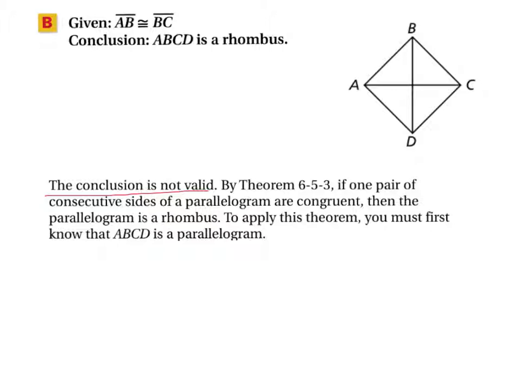Now, by that theorem, and I never want you to actually know the theorem number, if one pair of consecutive sides of a parallelogram are congruent, then the parallelogram is a rhombus. The problem is that you must first know that it's a parallelogram. We don't know this is a parallelogram. Therefore, we cannot prove this is a rhombus. The conclusion is not valid.